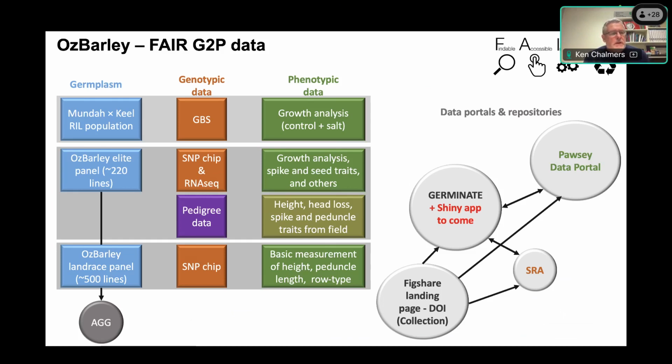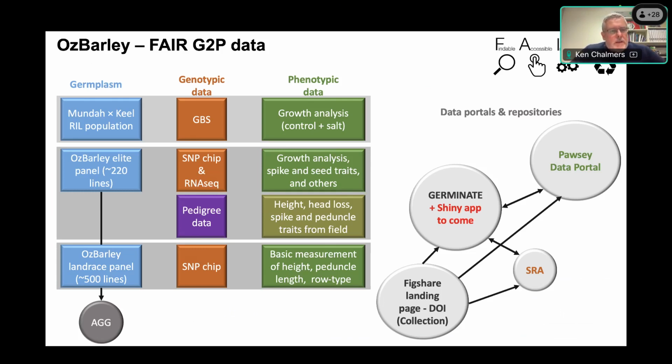Now, initially, we started this project with an example cross of the Mundah-Keel recombinant inbred population, which we had GBS data for and some phenotypic data. And we've used that as the standard population for us to build up our databases around. So we chose very early on to go with a local copy of Germinate, and we're hosting that locally on the Policy Data Portal. And we're also making available our data through Figshare.